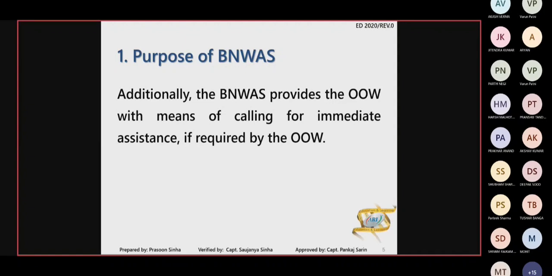Okay, this is another feature we'll be talking about later, that BNWAS can also be used to call for help. The officer on watch is all alert, he is watching. He is in a condition where he requires the master. Remember that cardinal rule, if in doubt, call master. So he wants to call master. The BNWAS also provides a feature to raise an alarm and call people on the bridge. So BNWAS, in one way, is an indication of something going wrong. In another way, it is an indication of something being done right.